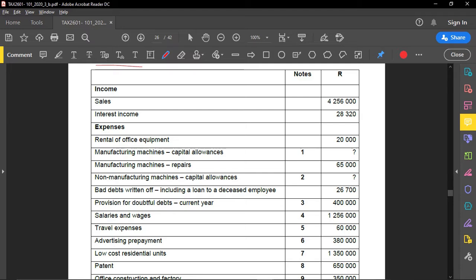Then we go down each line item. So income, they've listed 2 here. Sales. There's no note for the sales, so we're just going to assume sales is sales. So 4256.